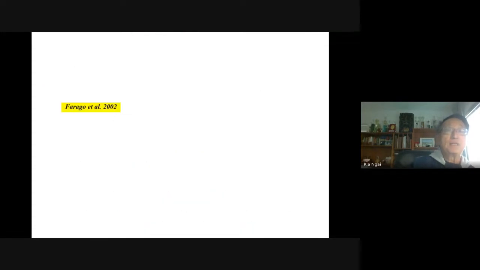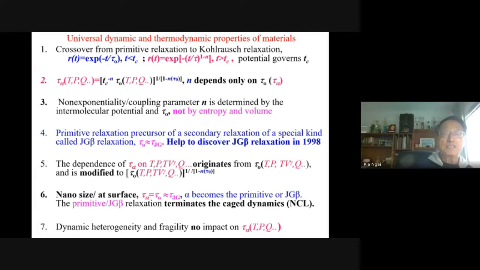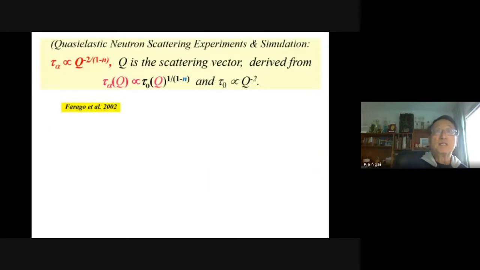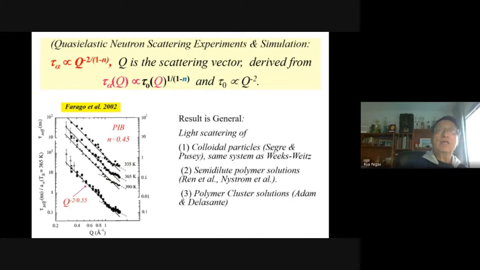Number 5 is saying, how about different dependencies? I mean, on T, P, V, gamma, and Q. Let's talk about one of them, Q, which is the momentum transfer you do in experiment by neutron scattering. So let's do that. Okay, so here's the neutron scattering experiment on the left. It's on PIB, polyisobutylene.